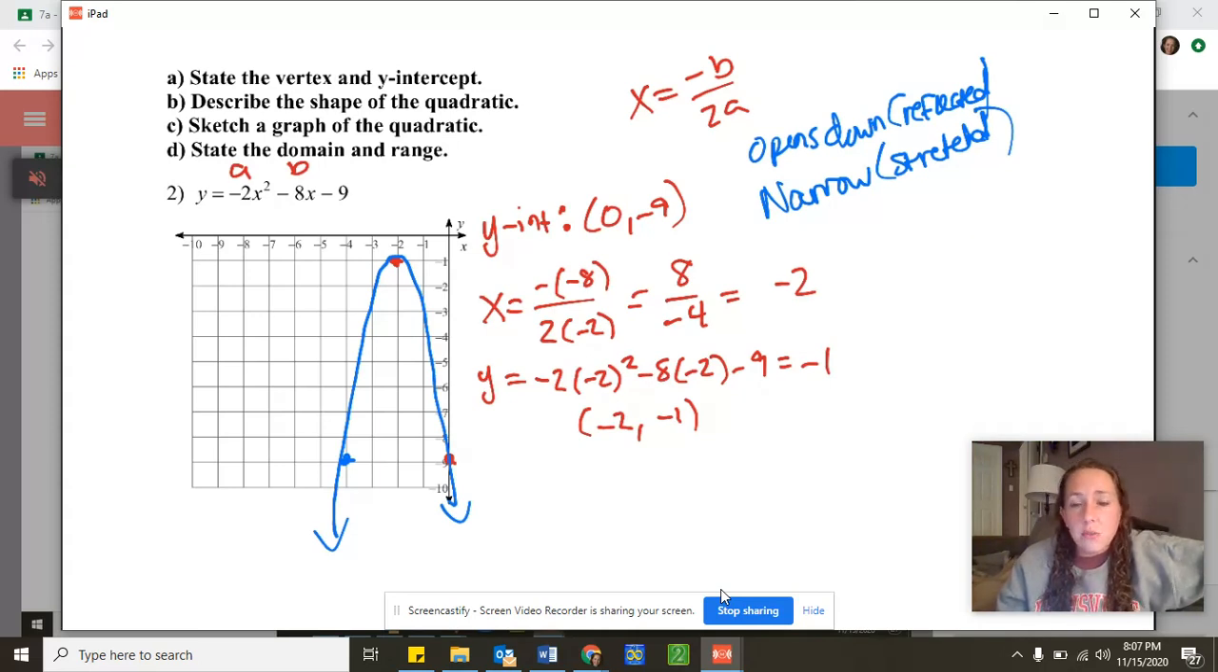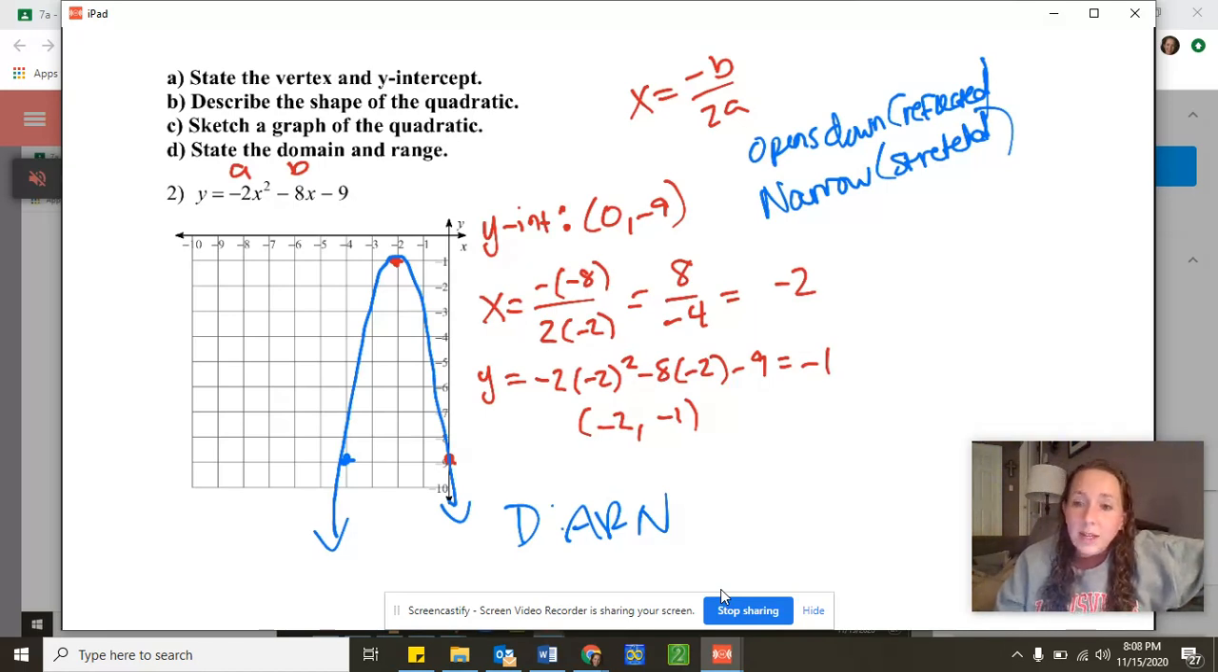As far as domain and range, once again, domain is always all real numbers with quadratics because it goes forever in both directions, left and right. The x-axis is left and right. It may look like it's going left or right kind of slowly because it's so narrow, but it will in fact continue forever, often to infinity, to the left and to the right.